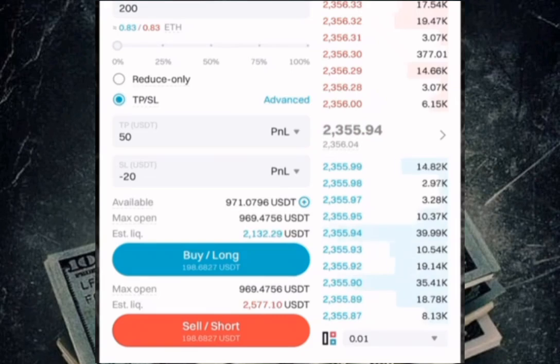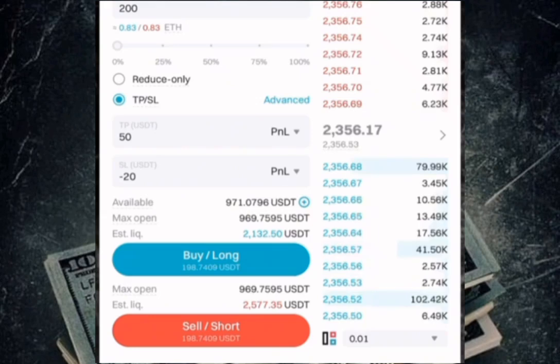So let's say, for example, I'm long in this trade. Now, if I'm long, it means that I want to predict that the price of ETH will go up. But let's say, for example, the price is not going up and it starts to go down. Now, if it goes down from, you can see right now it is on 2,356, if it goes down from 2,356 to the liquidation price, which is 2,132, I'll be losing all the $200 I'm using to enter the trade. I'll lose all.